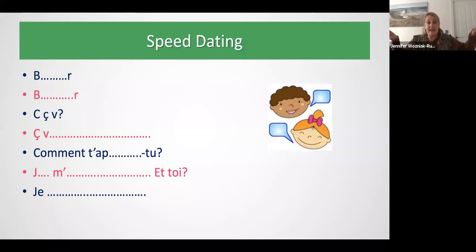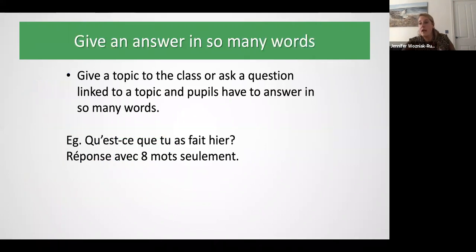Speed dating as well. I do speed dating, and I've done that with my year 7 in September. So we were doing some speed dating, and it was bonjour, comment ça va, comment t'appelles-tu, je m'appelle whatsoever, et toi, and so on. So, loads of different ways, obviously, to practice the speaking.